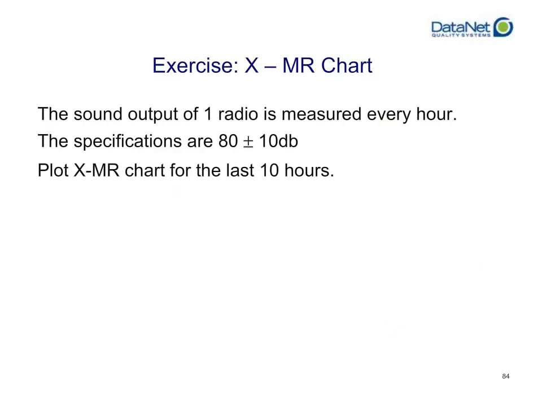In this exercise, you are again a radio manufacturer. This time, one radio is measured every hour. The specs for the radio are between 70 and 90 decibels, 80 plus or minus 10. Plot your XMR chart for the last 10 hours.